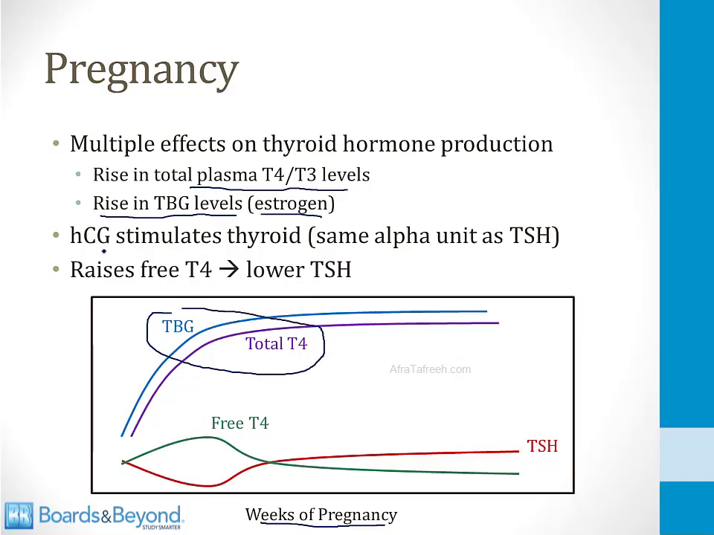In addition, HCG stimulates the thyroid to some degree. Recall that HCG and TSH have the same alpha unit, so HCG can stimulate the thyroid to some degree, and this will raise the free T4 level a little bit, especially early in pregnancy. In response, the TSH level will fall. Therefore, early in pregnancy, you see this climb in the free T4 level and a fall in the TSH level. As pregnancy progresses, that effect will wane.